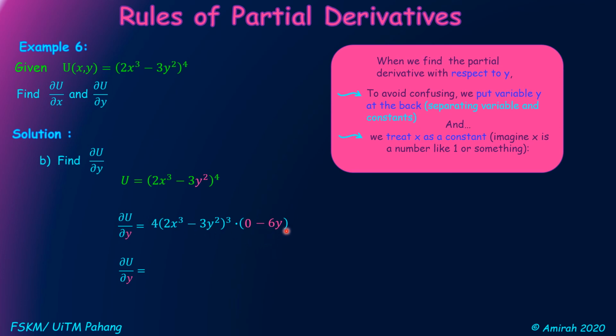This is a multiplication operation. So negative 6y times 4 equals negative 24y, and then (2x cubed minus 3y squared) cubed. No need to expand this function. Right? We just leave the final answer equal to negative 24y times the bracket cubed. Okay, this is del u over del y. Right?